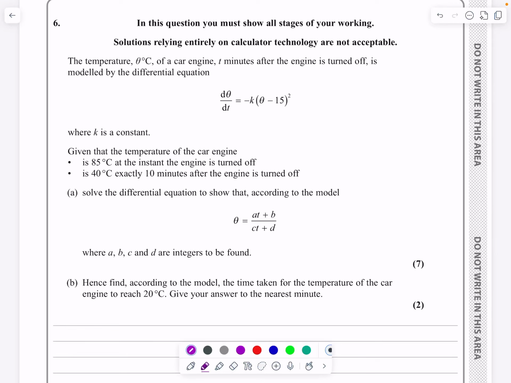Okay, this is the P4 paper from June 2023. Question number 6, and this is an integration question, but in particular we're going to be modelling differential equations. So let's have a look at it and see what we've got.